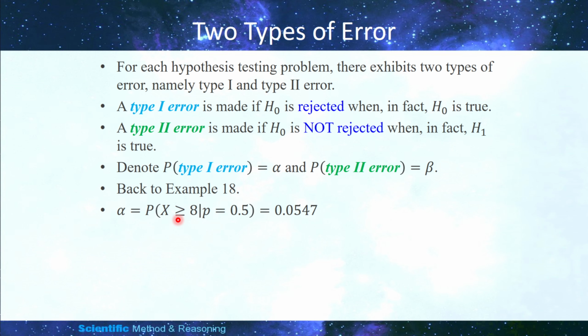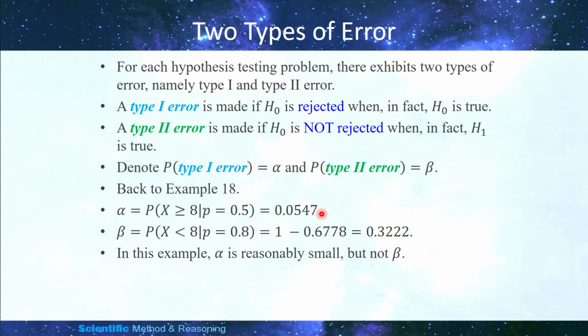And going back to example 18, we mentioned earlier that when we set the rejection region to be x greater than or equal to 8, the probability of committing a type 1 error, alpha, is given by 0.0547. While the probability of committing a type 2 error, that means the probability of x less than 8 given that p is 0.8, is 0.3222. Okay, the probability of committing a type 2 error is quite high, but the probability of committing a type 1 error is small using this rejection region. So alpha is reasonably small but not beta.